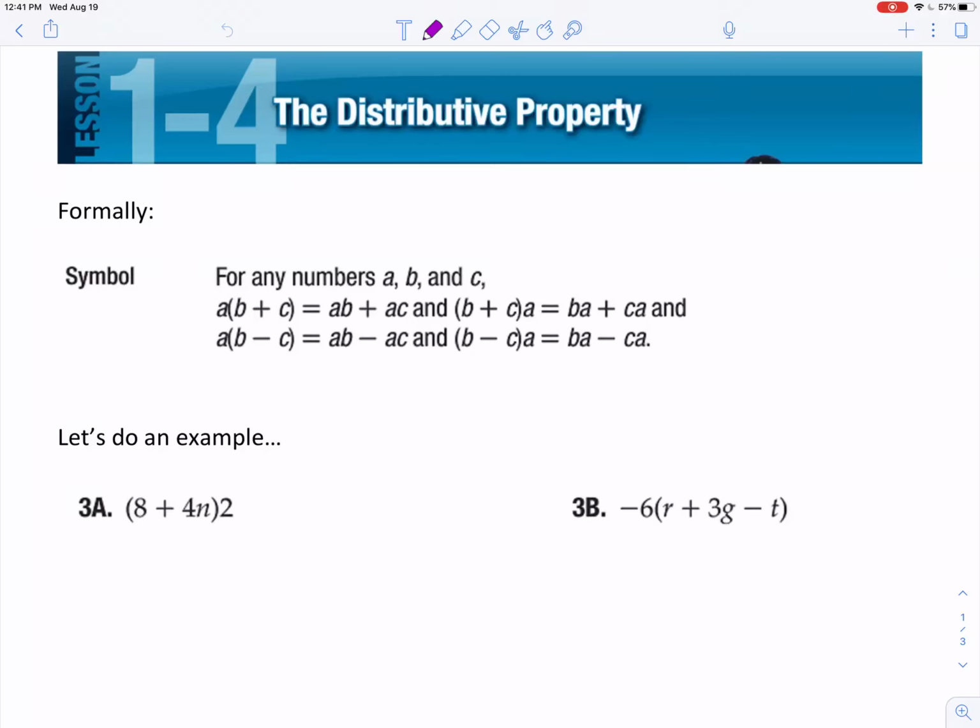All right, today we do Chapter 1, Lesson 4, the distributive property. Yes, we are skipping 1-3. I'll explain that when I see you guys in class.